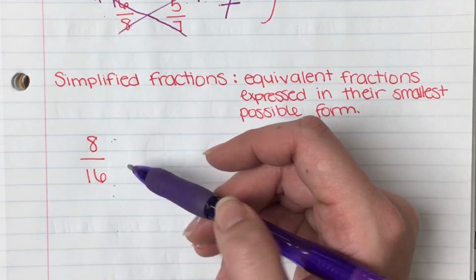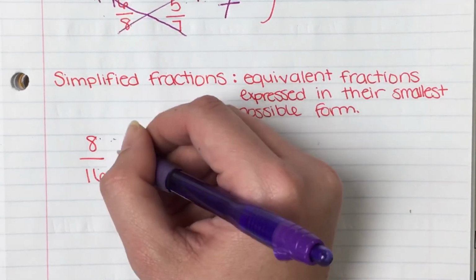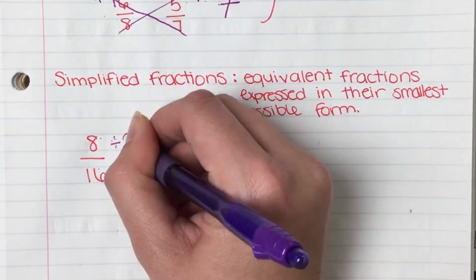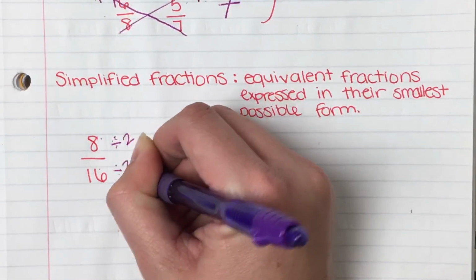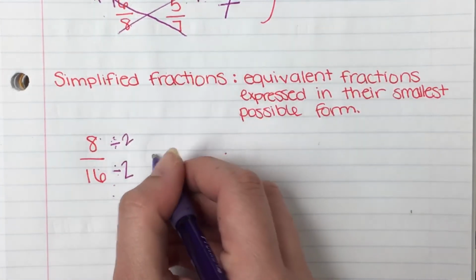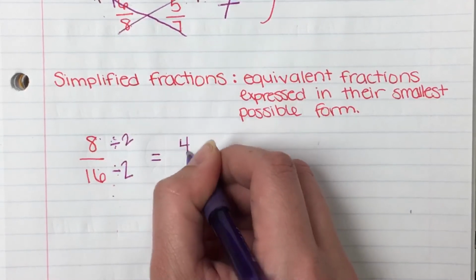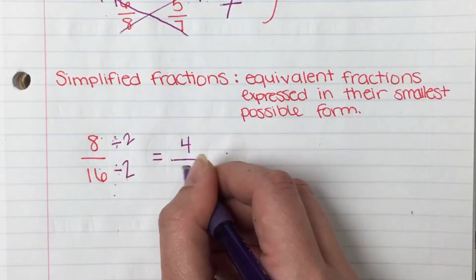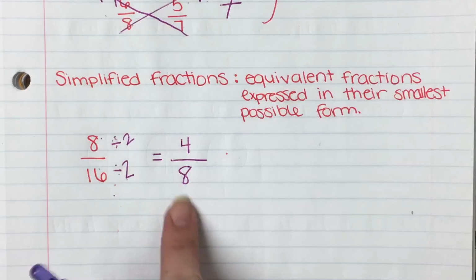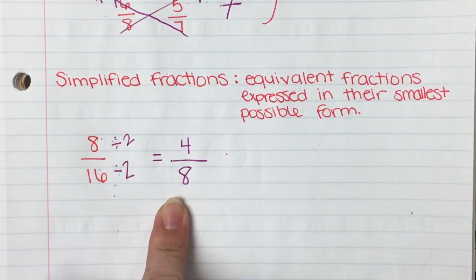Well, I can go ahead and say 8 and 16. I know that 2 goes into both of those numbers. So I could divide my top and my bottom by 2. And remember, if I do the same to the top and bottom, then I'm going to end up with an equivalent fraction. And that gets me 8 divided by 2 is 4. And 16 divided by 2 is 8. 4/8. Well, 4/8 is smaller than 8/16, but they're equivalent fractions.